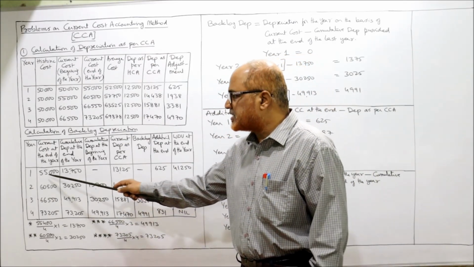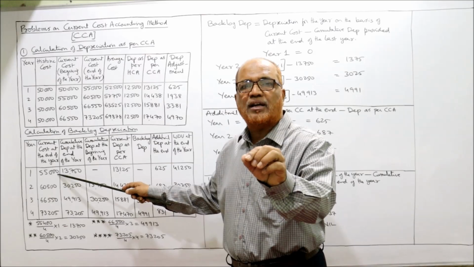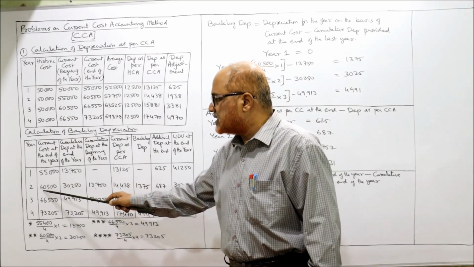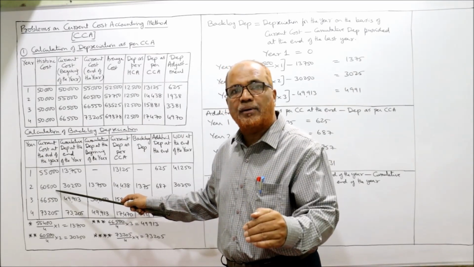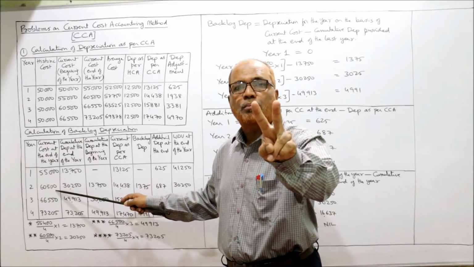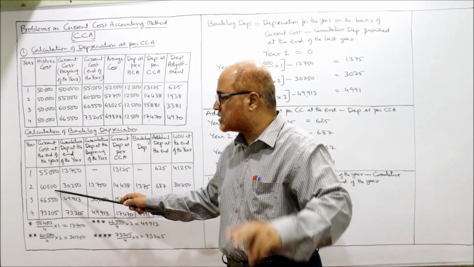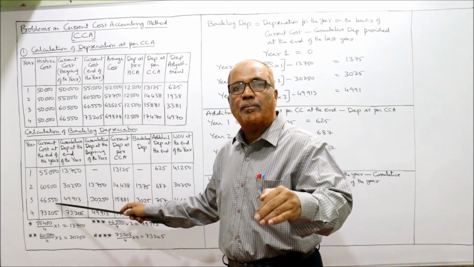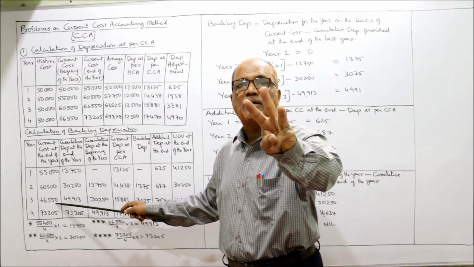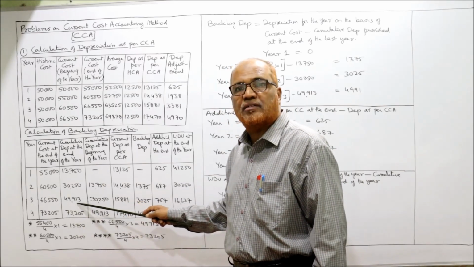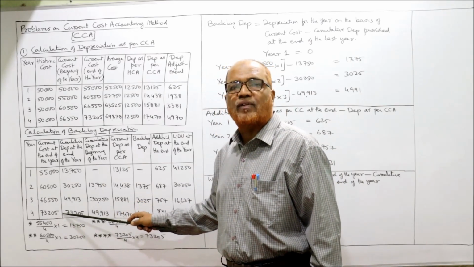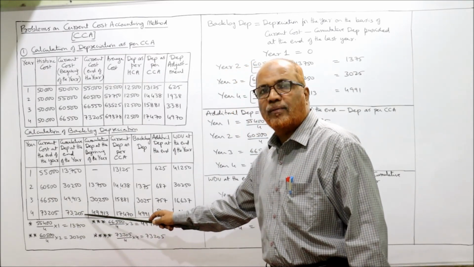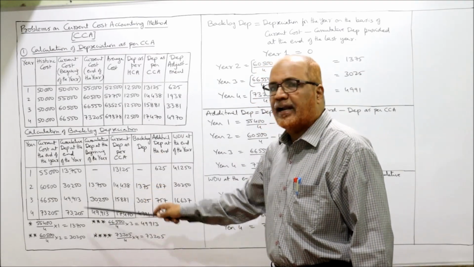Again I repeat, first year 55,000 divided by 4 into 1, because first year, 13,750. Then 60,500 divided by 4 into 2, because cumulative we want 2 years, 30,250. 66,550 divided by 4 into 3, you will get cumulative depreciation of 3 years. Similarly 73,205 divided by 4 into 4, you will get 73,205. This is the cumulative depreciation at the end of the year.